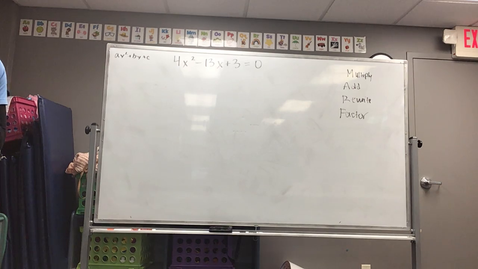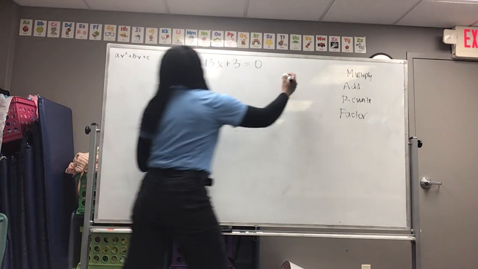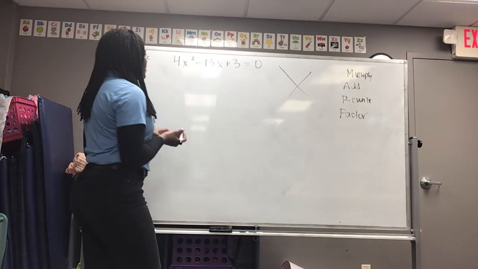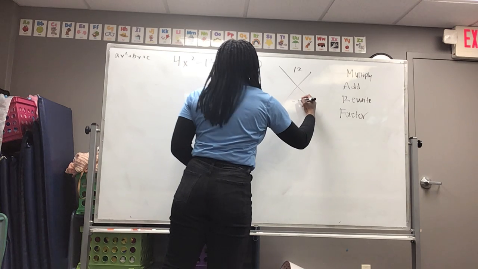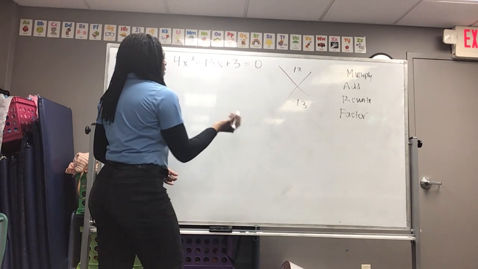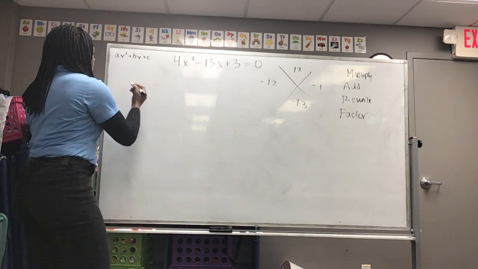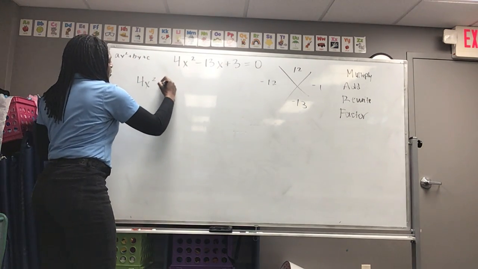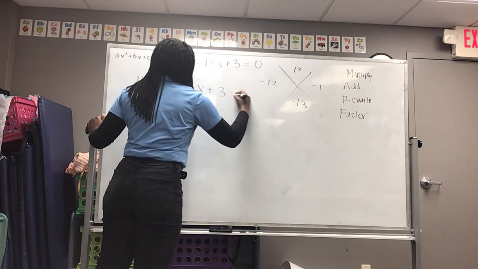Okay, so I'll start going over it. We want two numbers that multiply to 12 and add to negative 13. So that would be negative 12 and negative 1. So I'm going to rewrite it as 4x squared minus 12x minus x plus 3 equals 0.